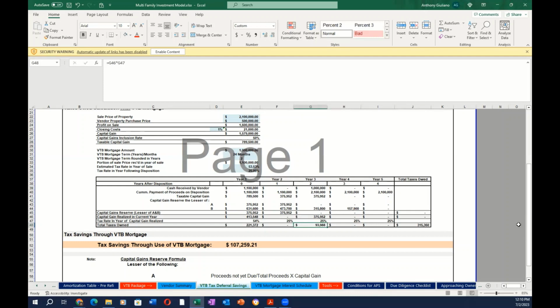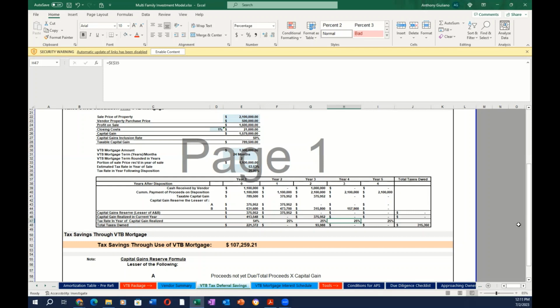Does that make you more comfortable? And you can work with the vendor around his tax planning situation, to show him, okay, well, this is going to be the tax rate in the year that the VTB mortgage is paid back. Maybe he's making a lot of money in year 1, 2, and 3, and he doesn't want to pay taxes in those years. But year 4, he's got no other income coming in, and that's the year that he wants to pay the taxes. Well, you can adjust your term accordingly.